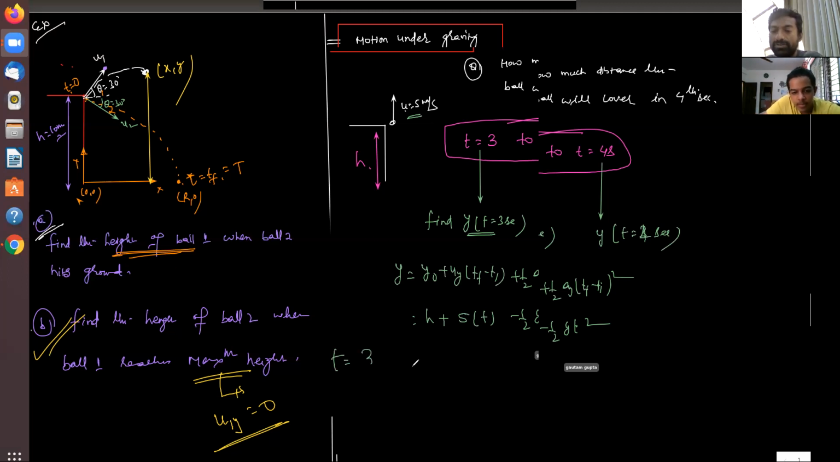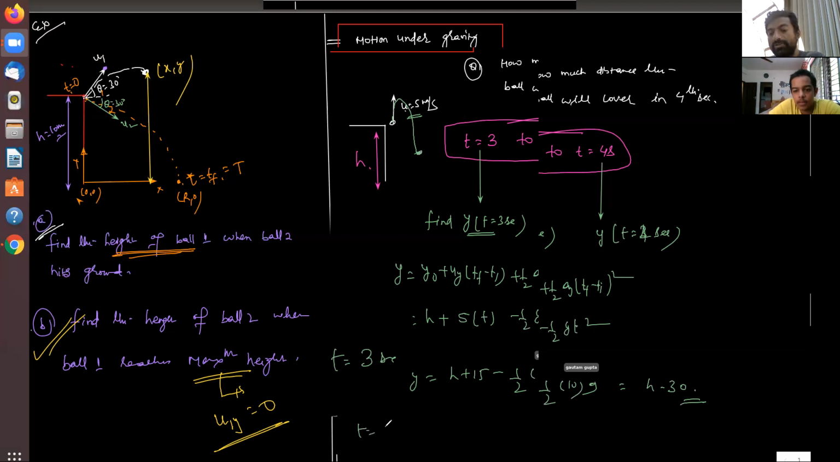If you put t equal to 3 seconds, you will get y is equal to h plus 15 minus half, if you take g as 10, into 9. So how much will you get? You will get 15 minus 10 by 2 is 5, into 9 is 45. So 15 minus 45 is h minus 30. That means it has come down somewhere here. That is why it is less than h.